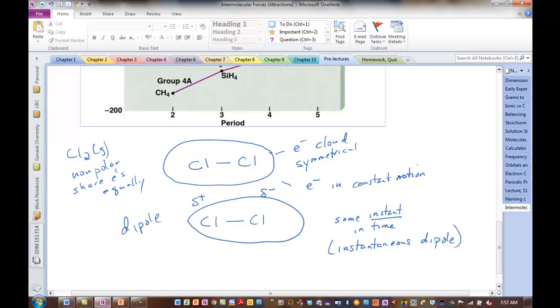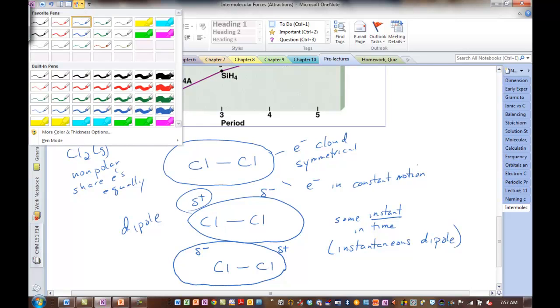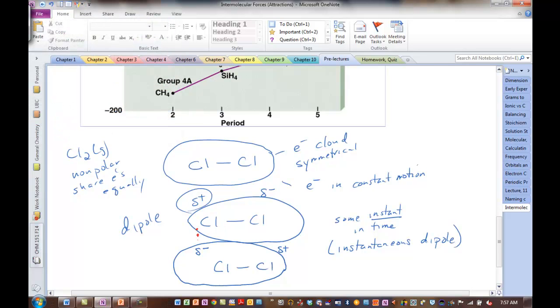What that instantaneous dipole will do is, if we have another chlorine molecule next to that, how will the electron density of this chlorine react? Well, it's going to react in the other direction, because the electrons are going to be pulled to the positive side. So this will be the negative end. This will be the positive end, right? Electrons are negative. They're going to be attracted to the positive end of the dipole of the other chlorine molecule. And now we have an attractive force between these two chlorine molecules. It's not a bond, but it's an attractive force between these dipoles.